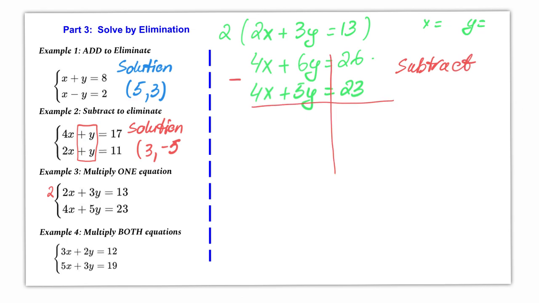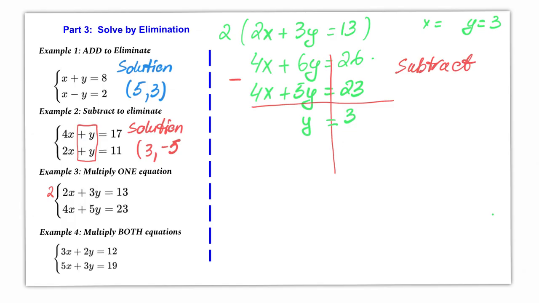Okay, so I can subtract: 4x minus 4x will be 0. 6y minus 5y will be y. So then 26 minus 23 will equal 3. Okay, that means we solve for y, and y equals 3.